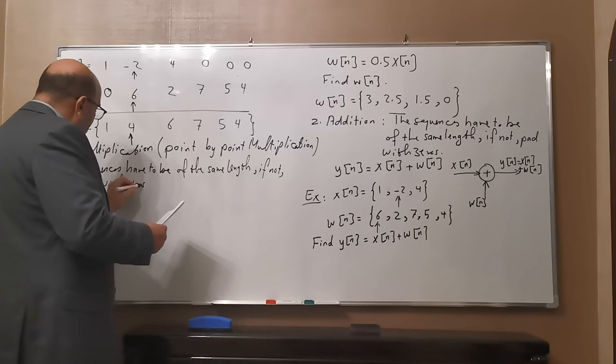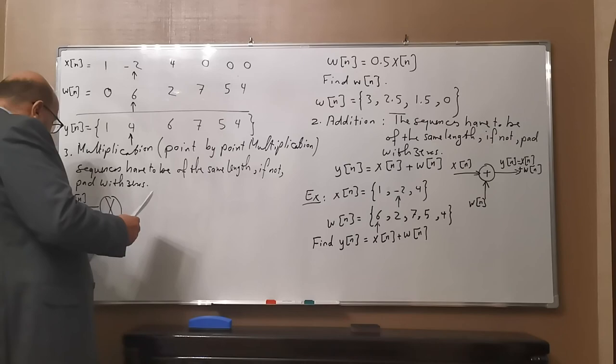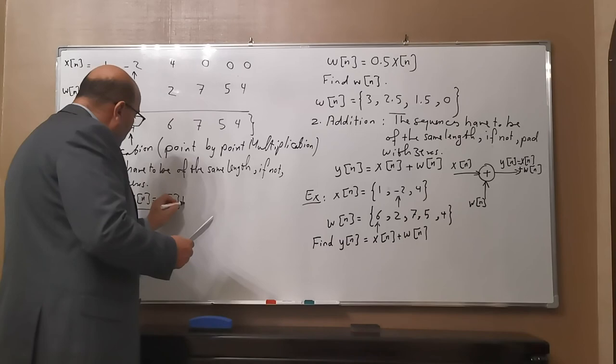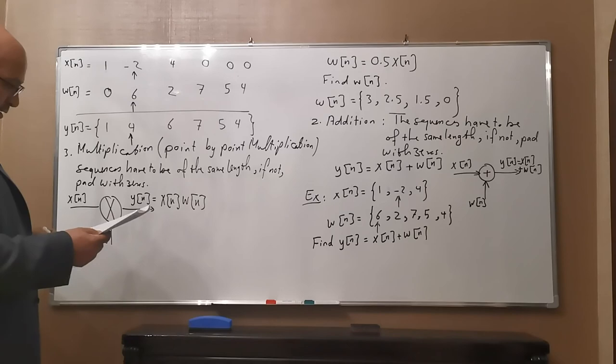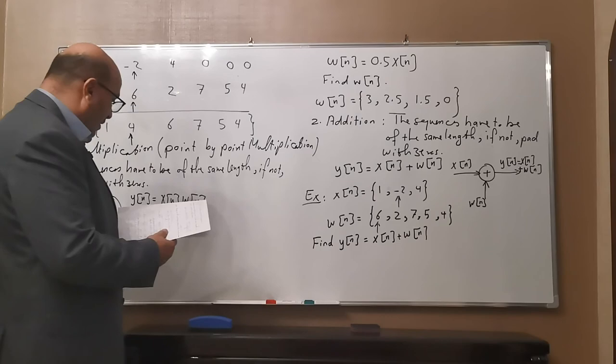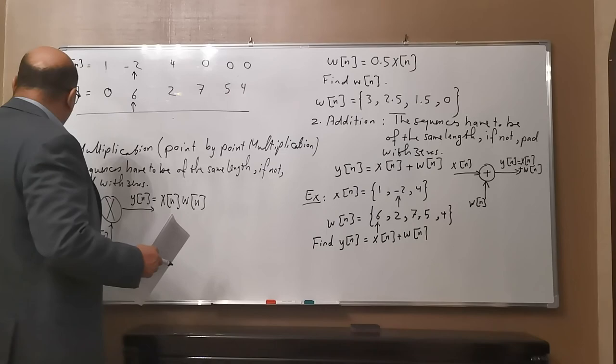Multiplication is represented by a cross circle with a cross inside. Then we have x of n, w of n, and the output y of n is equal to x of n times w of n. Let me repeat the previous example that we have here, but we take it for multiplication. So I'm going to make use of this example. I'm going to take this one out, okay? And do the multiplication.